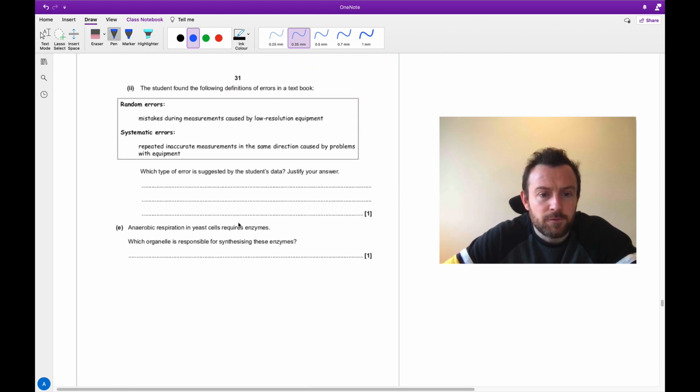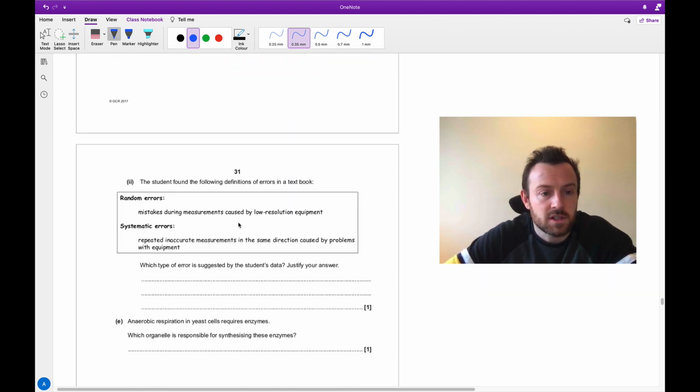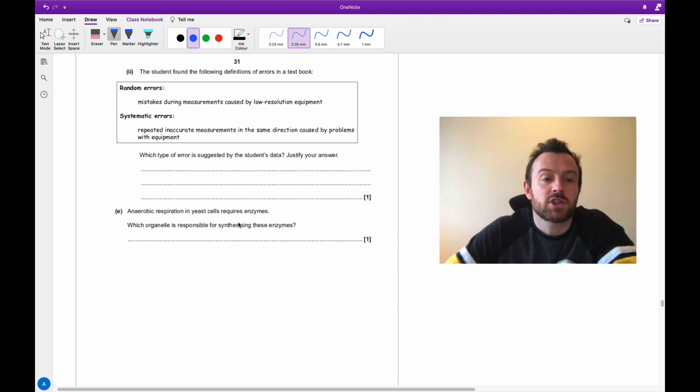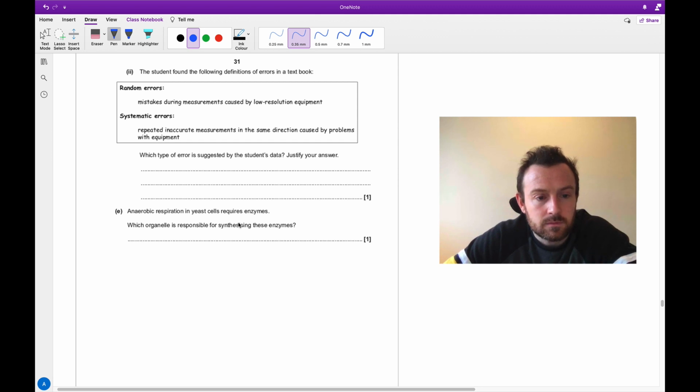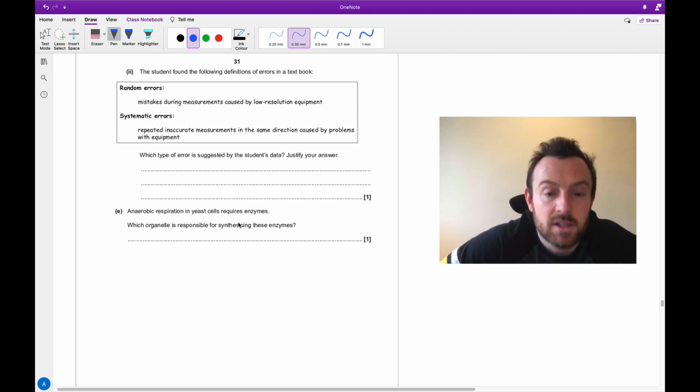The student found the following definitions of errors in a textbook. Still on this question. So random errors: mistakes during measurements caused by low resolution equipment. Systematic errors: repeated inaccurate measurements in the same direction caused by problems with equipment. Which type of error is suggested by the student's data? Justify your answer.